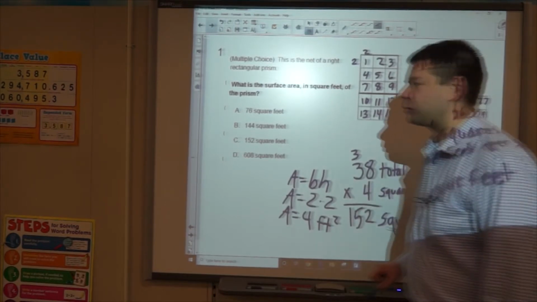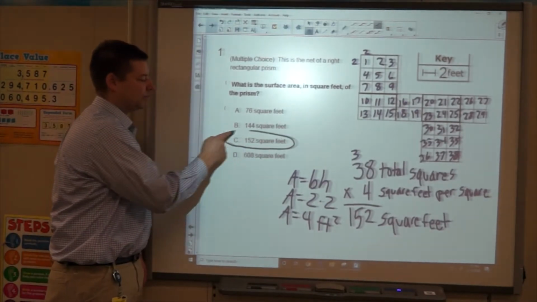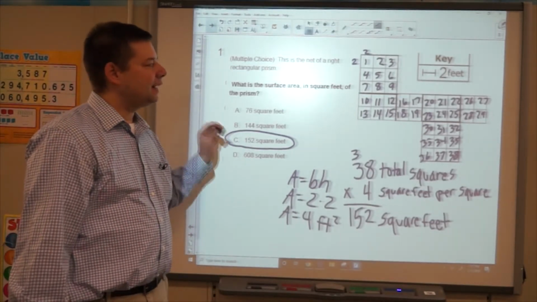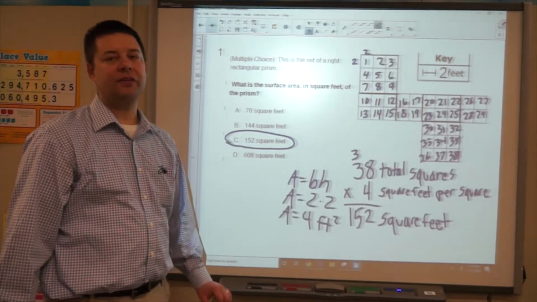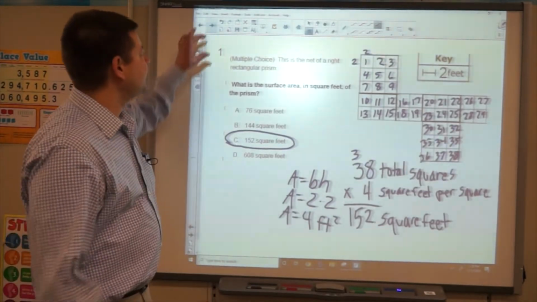And if I look at my multiple choice options over here, I have letter C, 152 square feet. Letter C is my answer, and I figured that out by counting squares and then multiplying the total number of squares times the square footage of each square. Let's move on now to number 2.